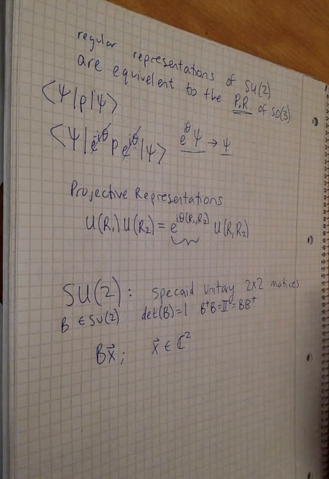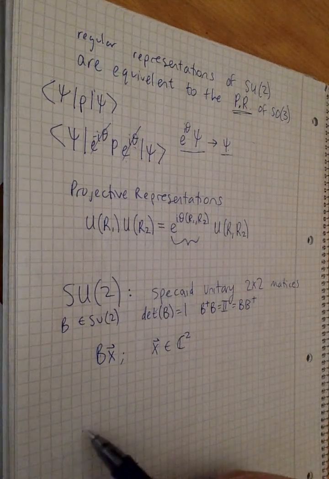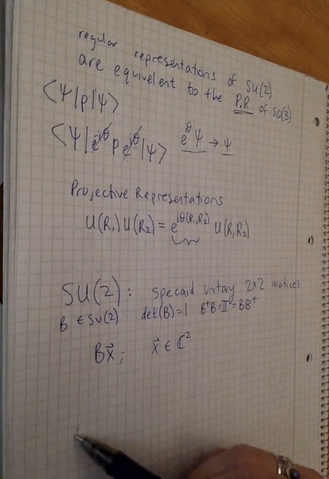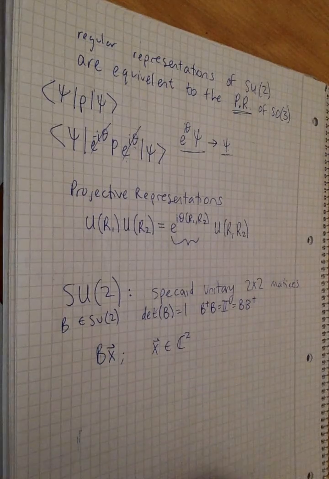This one also is length preserving, and this is helpful in quantum mechanics because lengths are probabilities. Probabilities are lengths in quantum mechanics, and so when we're working with these groups, we have that probability is conserved. So that's a nice property.